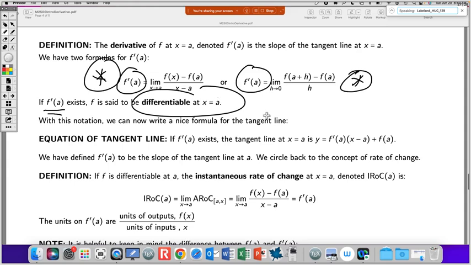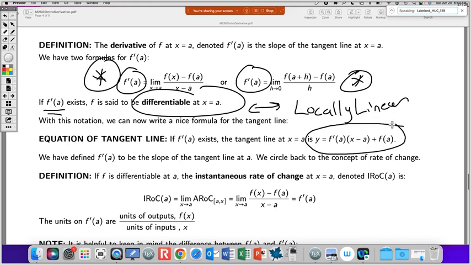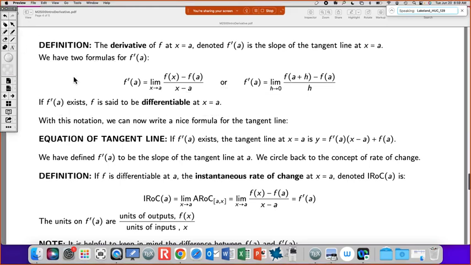What differentiable means geometrically is locally linear. If you have a derivative, that means that you have a slope of a tangent line. That means you've got a tangent line. That means if you zoom in near that point, you're going to see a line. Here's the equation for the tangent line that we talked about. Okay.